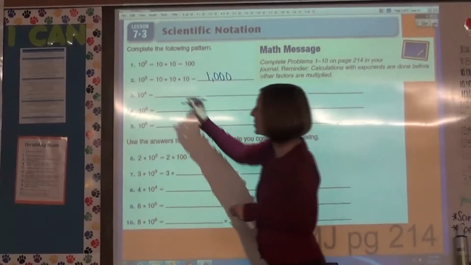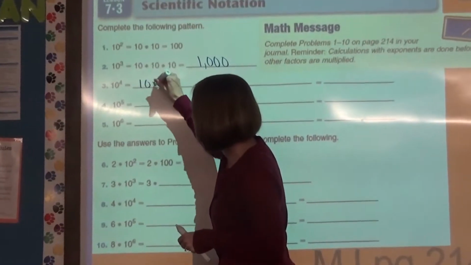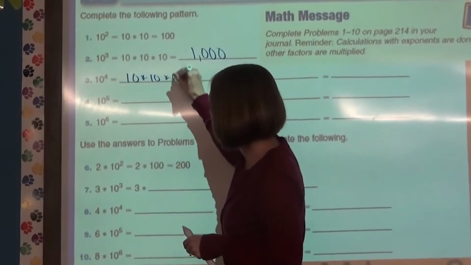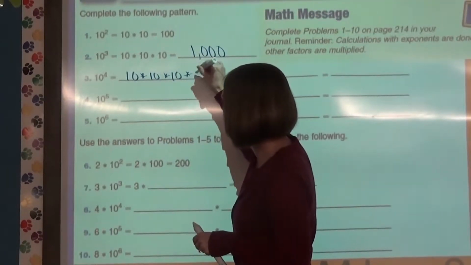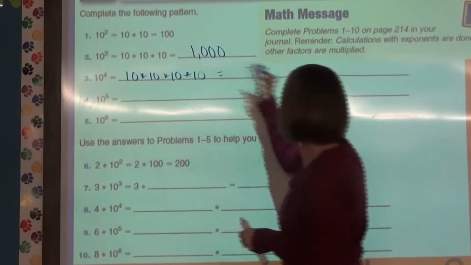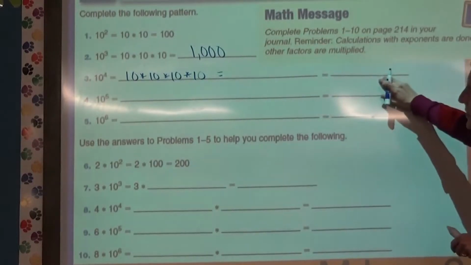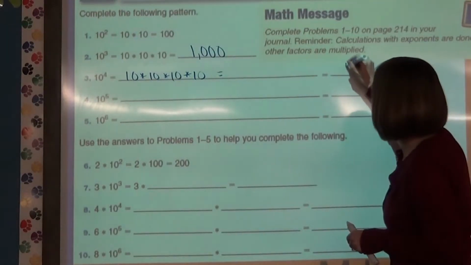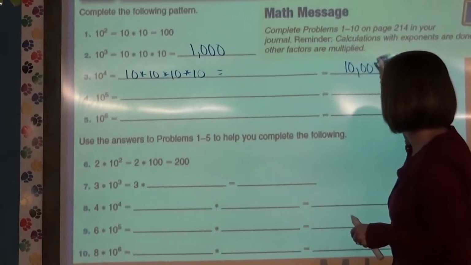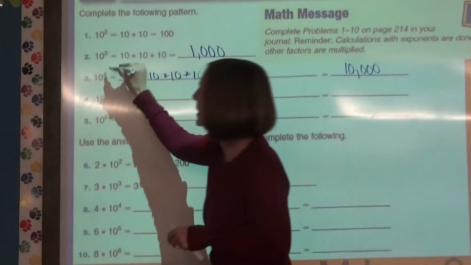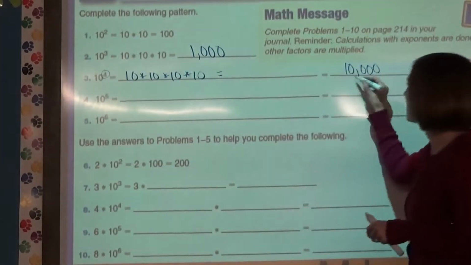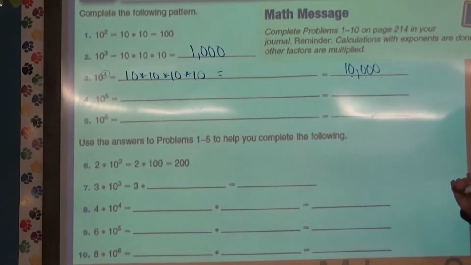Okay, 10 to the fourth, you'll want to continue with this pattern. You'll write out your repeated multiplication. I know that's 10 times itself 4 times. And I know over here, I guess that's where we'll write that answer, that is 10,000. Remember that neat little trick? Okay, my exponent's a 4. I've got 4 zeros after my 1.